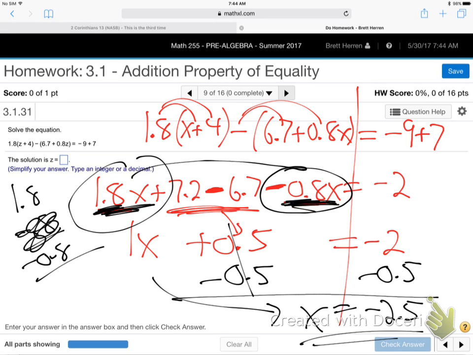Then what happens to it after that? So that made the 1x. When you subtract these, you get 1. So we subtract the numbers in the front, and we get 1.